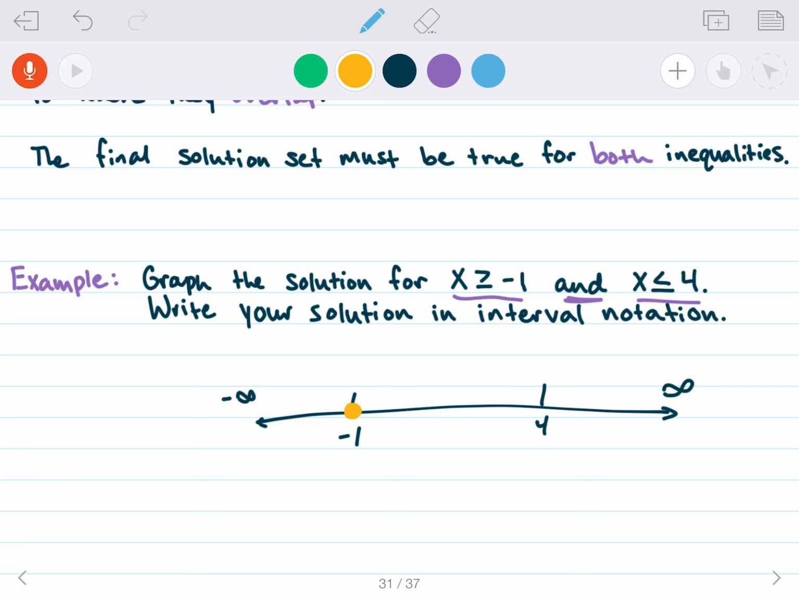Negative 1 gets a closed dot. And I'm going to shade everything to the right of that. Okay, so this is my first inequality right here. My second inequality says that x is less than or equal to 4. So I'm going to do this one in red. So this says x is less than or equal to 4, so I'm going to put my red dot there. And I'm going to shade everything to the left of 4. That's what that means.